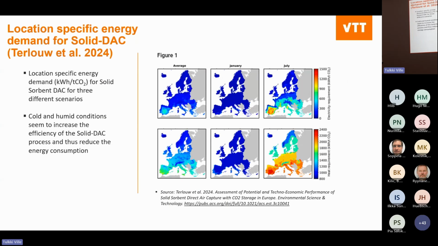There are also recent studies which say that especially for this solid DAC, the energy demand is dependent on the location of the plants. So actually in the northern conditions, where we have colder and more humid air, the energy consumption could be lower than in very hot surroundings. So with the blue color, the energy requirement is lower, and with red colors it's higher. So this could be a suitable option for the northern countries.